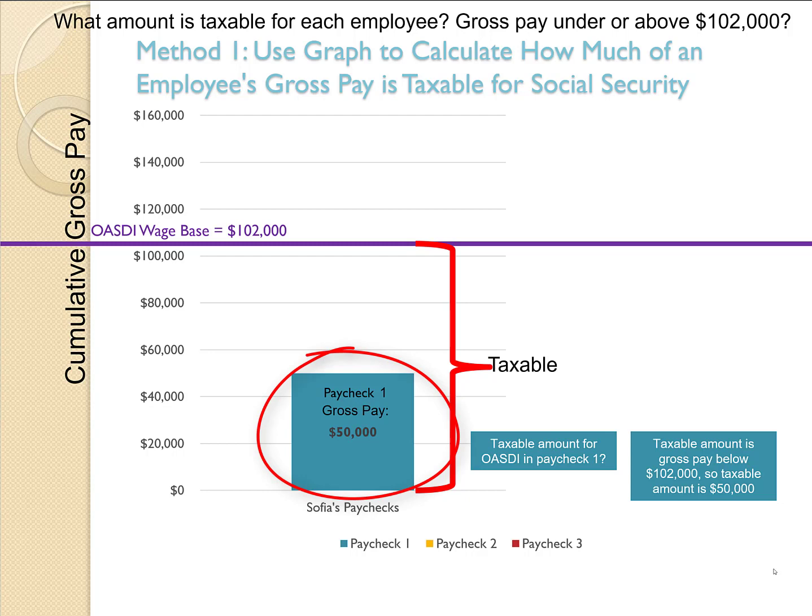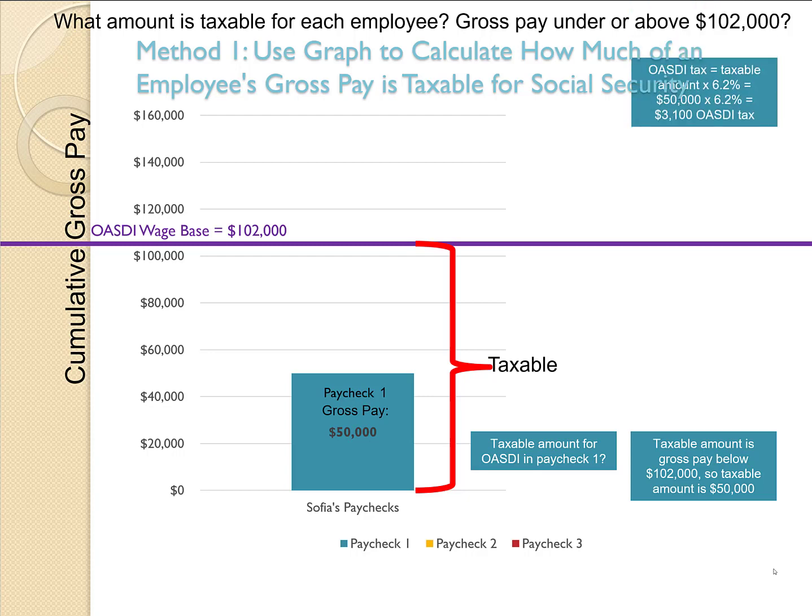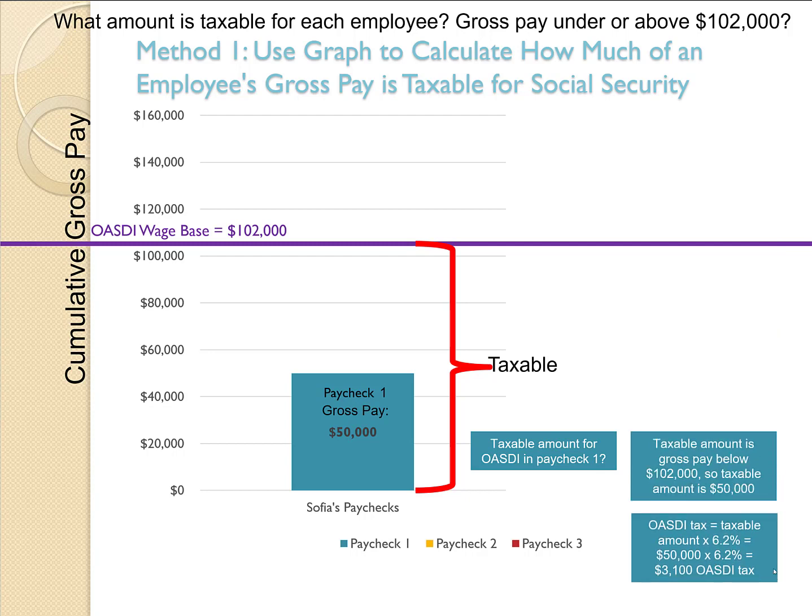So go ahead and calculate how much her actual OASDI tax is going to be on paycheck 1. To calculate that, you're going to take the taxable amount, $50,000 of gross pay, times 6.2%, which gives us $3,100 in OASDI tax. So from Sophia's paycheck, we're going to withhold $3,100 for OASDI tax.